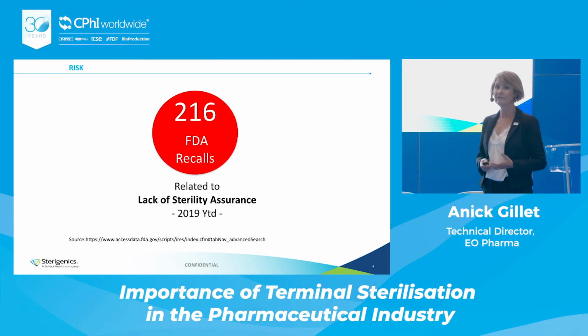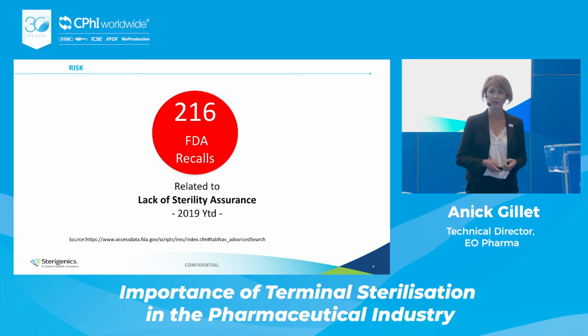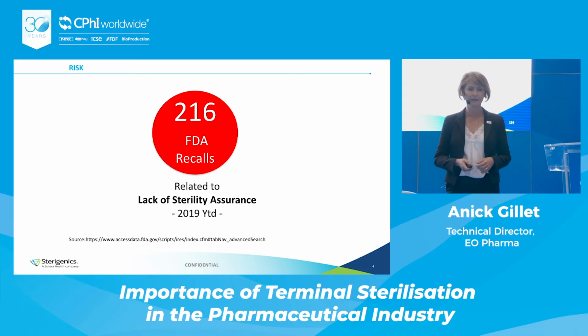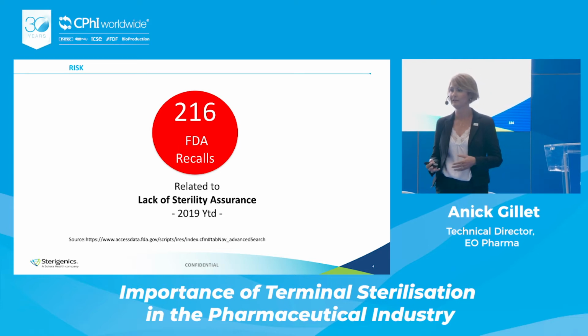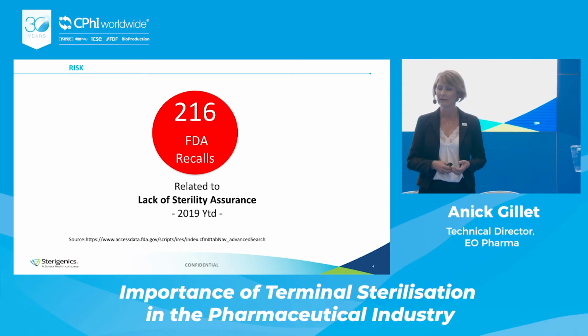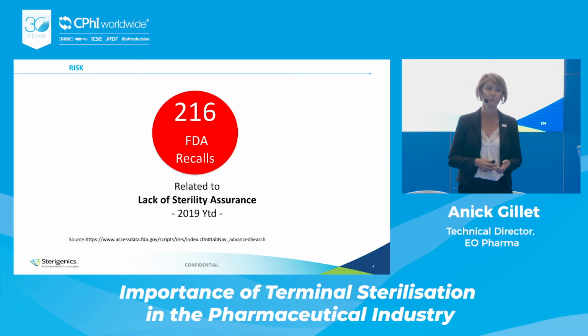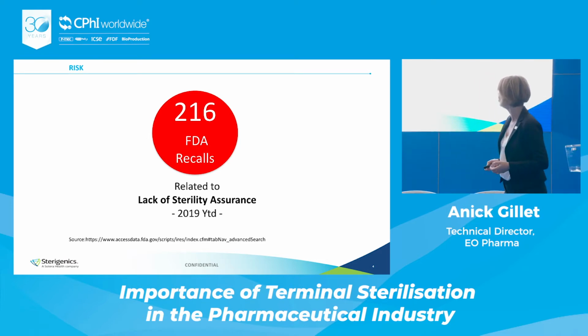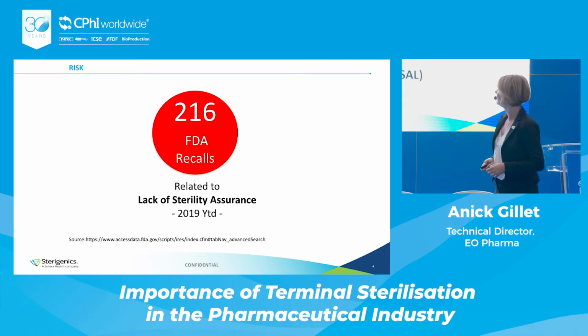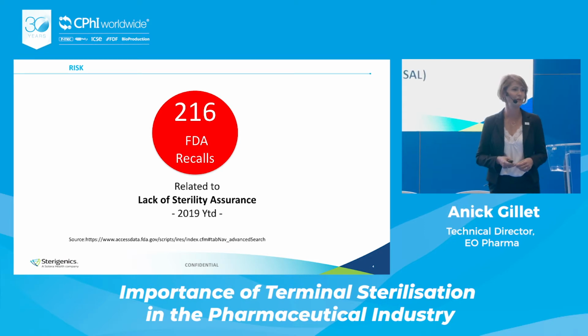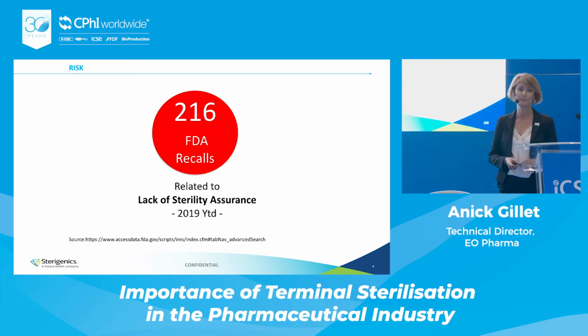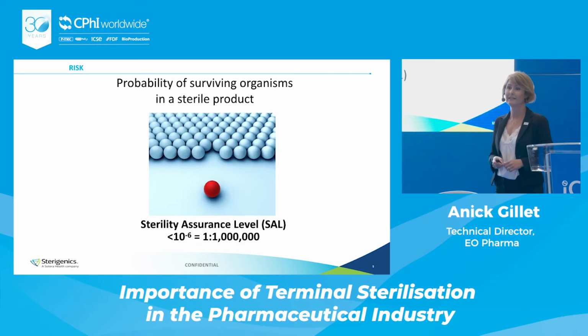Sterility assurance is the probability of a surviving organism being in a sterile product. In fact, you can define a sterile product as one where you have a probability lower than 1 in a million of having one unsterile product. And I'm going too quickly. That's really the official definition of a sterile product. Said like that, it's quite easy, but not easy to obtain in a practical way.